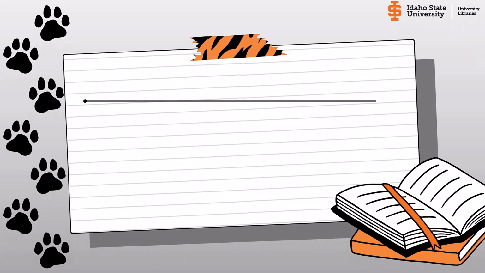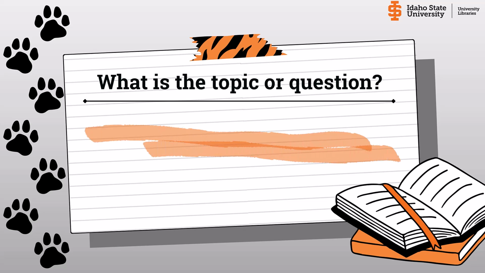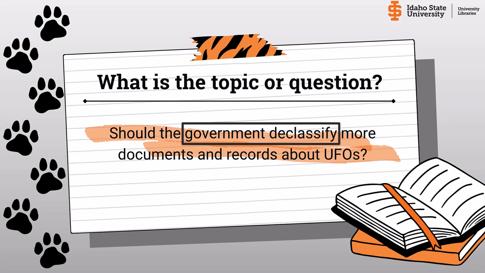Start by thinking of a research topic or question and then choose 2 to 3 main concepts. So let's say the question is, should the government declassify more documents and records about UFOs? Concepts we can identify from this could be government declassification, documents and records, and UFOs.